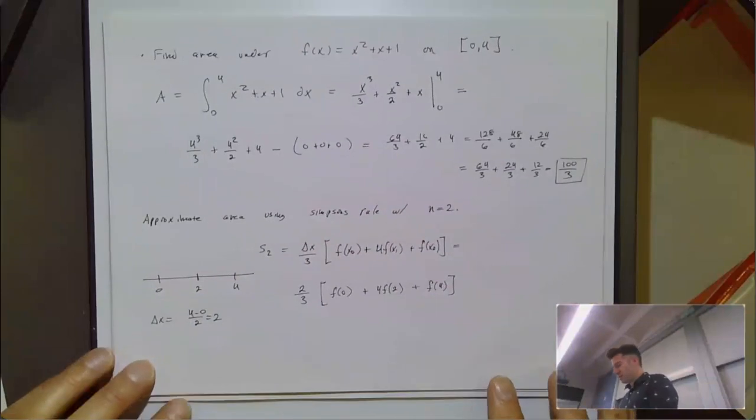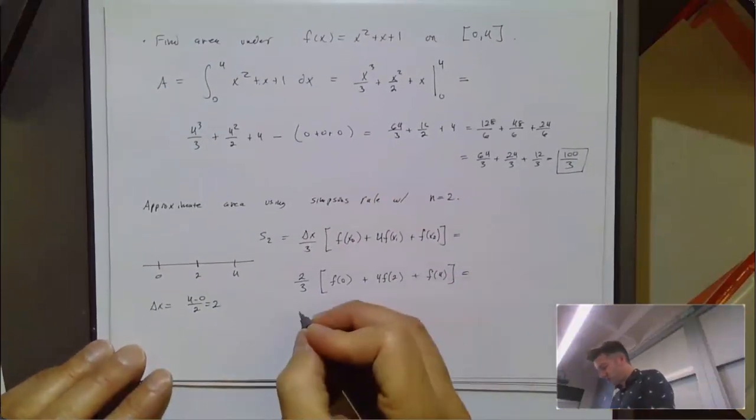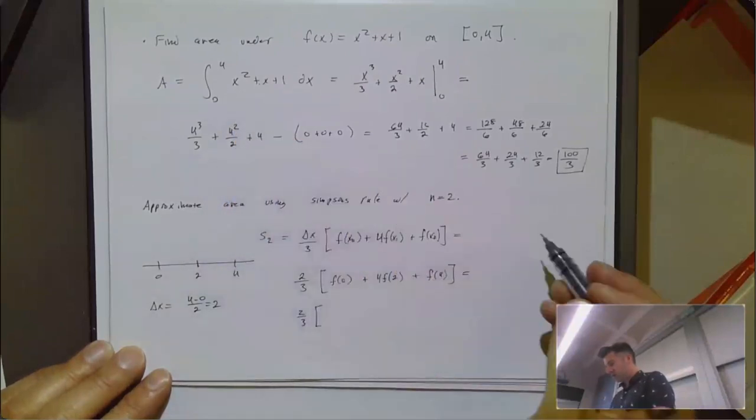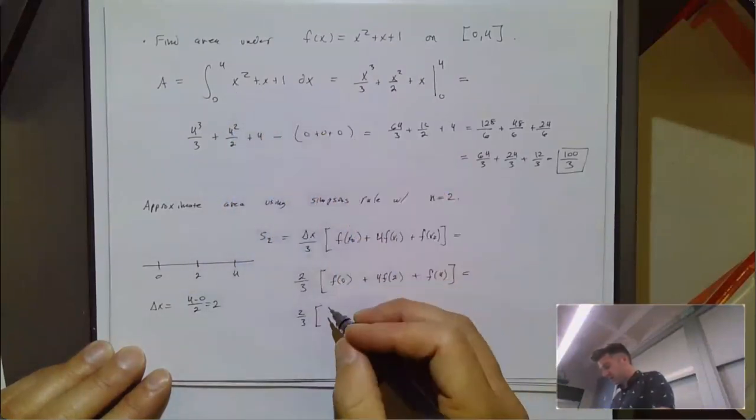So let's see what this ends up being. So I'm going to get 2/3 times f of 0 is, well, my function is x squared plus x plus 1, so f of 0 is 1.